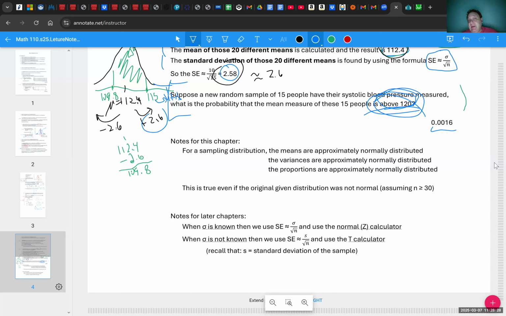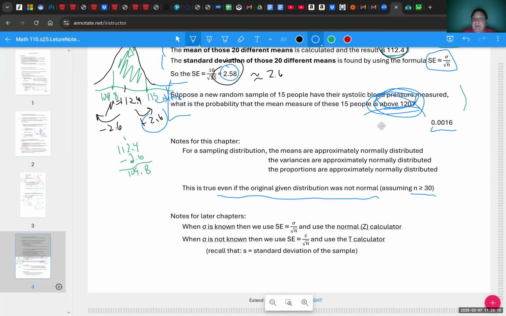What's really fascinating is that with a sampling distribution, it doesn't matter if the given distribution was normal or not. Even if the original distribution was skewed or bimodal or whatever it is, the sampling distribution will be normal, assuming we have a big enough sample size, at least 30. Now, in my example, I didn't use 30.